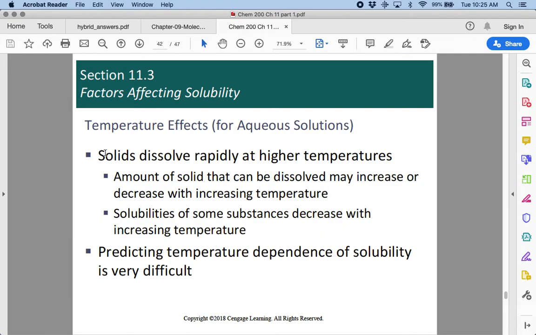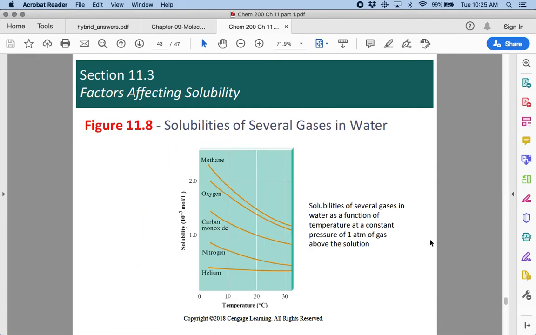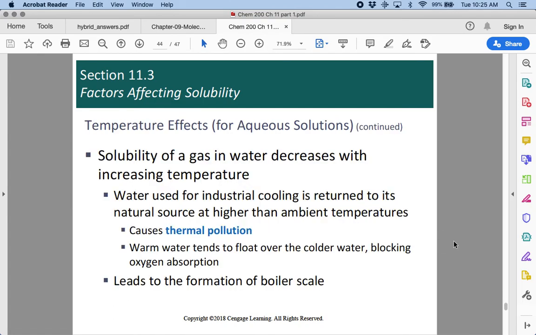For solids, a good example is when you add sugar to a hot cup of coffee: the sugar dissolves very readily. If you have an iced coffee, your sugar sits at the bottom. So solids dissolve more rapidly at higher temperatures than at colder temperatures. The solubilities of gases follow pretty much an opposite trend. Gases are more soluble at colder temperatures than at hotter temperatures.